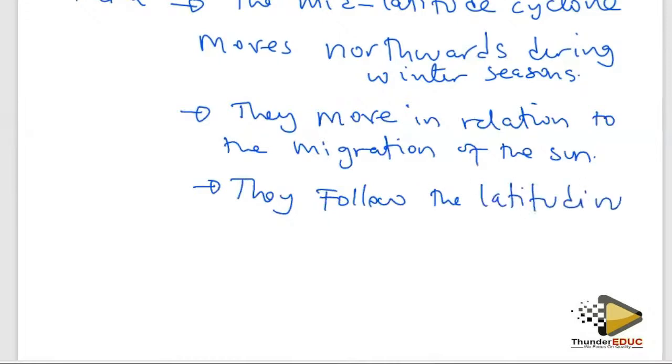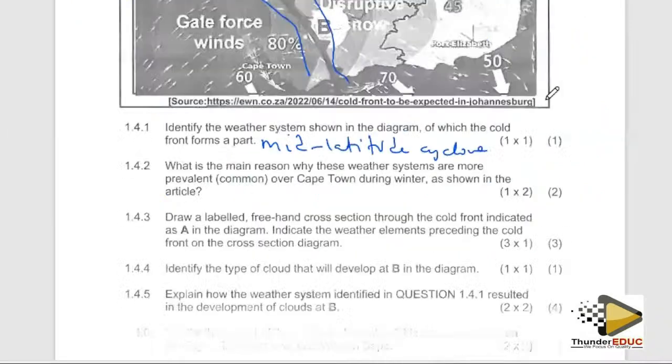Latitudinal position of the sun. So the two are more like the same. However, with the first option, we know that the mid-latitude cyclones move northwards in summer. That's why they always try to be close to the land, affecting most of the Cape Town. Right.